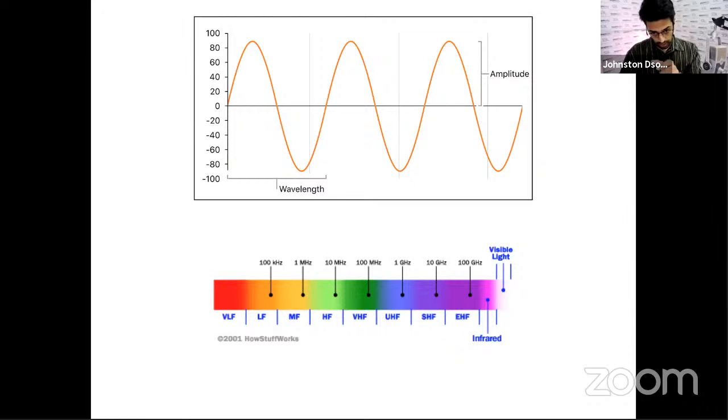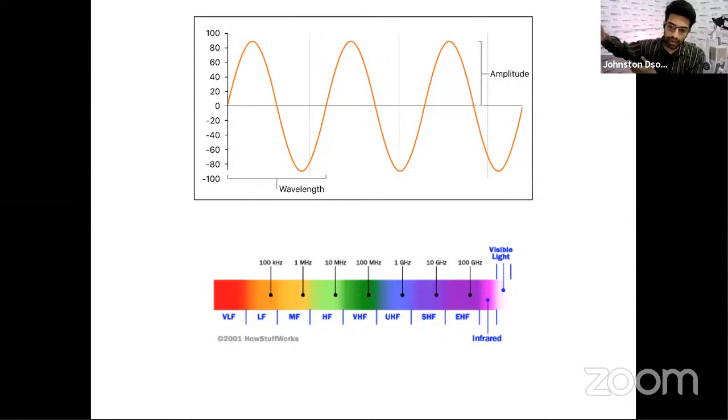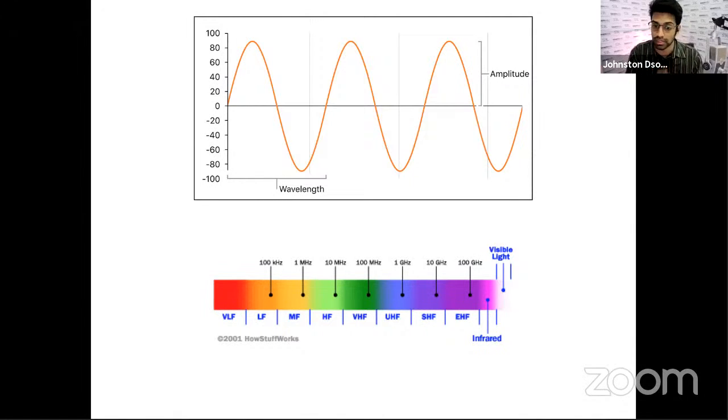The image below the waveform shows you the spectrum of radio frequency. On the right-hand side, it goes into higher frequencies like infrared and visible light. On the lower side, you can see low frequency, mid frequency, high frequency. These again are all radio frequencies. We are not talking about audio frequencies here. Keep that in mind.